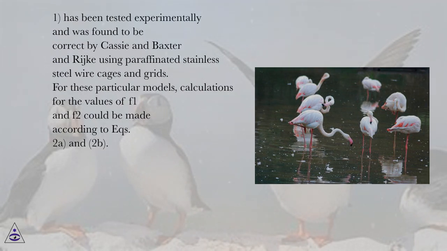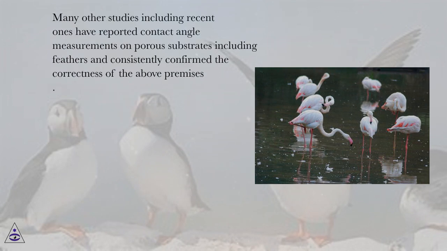Equation 1 has been tested experimentally and was found to be correct by Cassie and Baxter and Rauke using paraffinated stainless steel wire cages and grids. For these particular models, calculations for the values of F1 and F2 could be made according to Equations 2a and 2b. Many other studies, including recent ones, have reported contact angle measurements on porous substrates including feathers and consistently confirmed the correctness of the above premises.